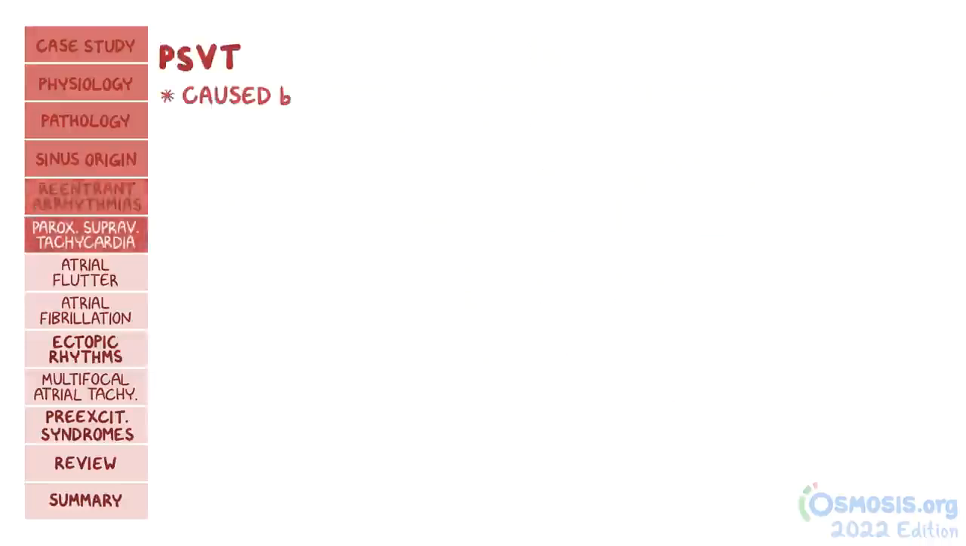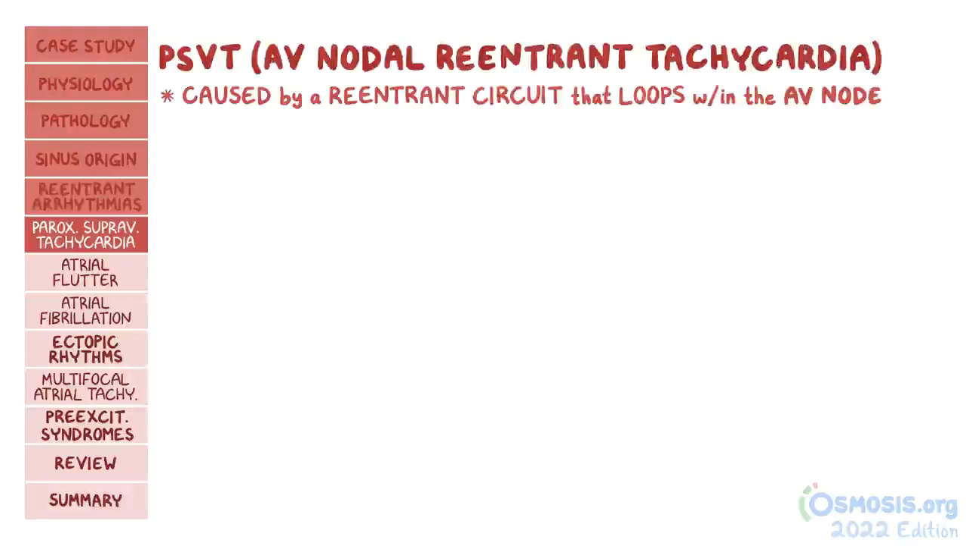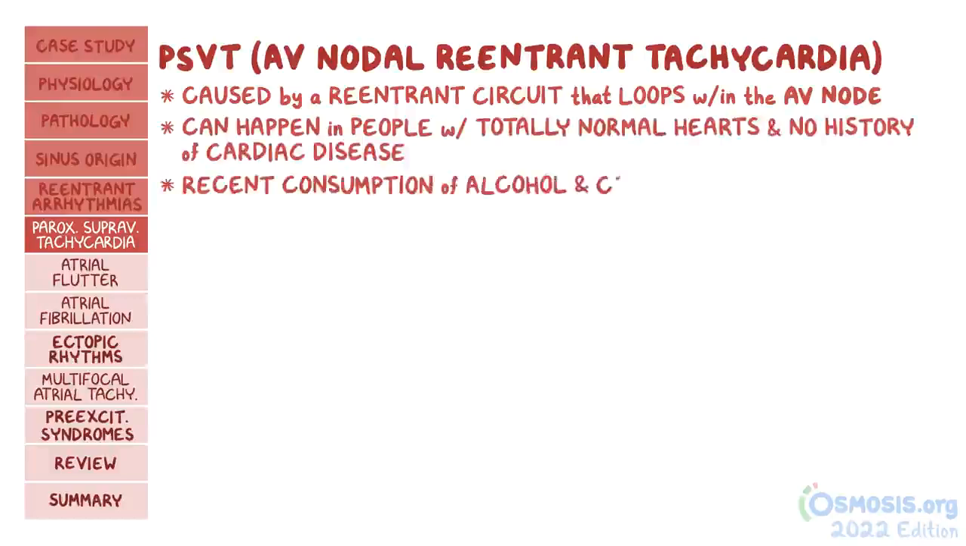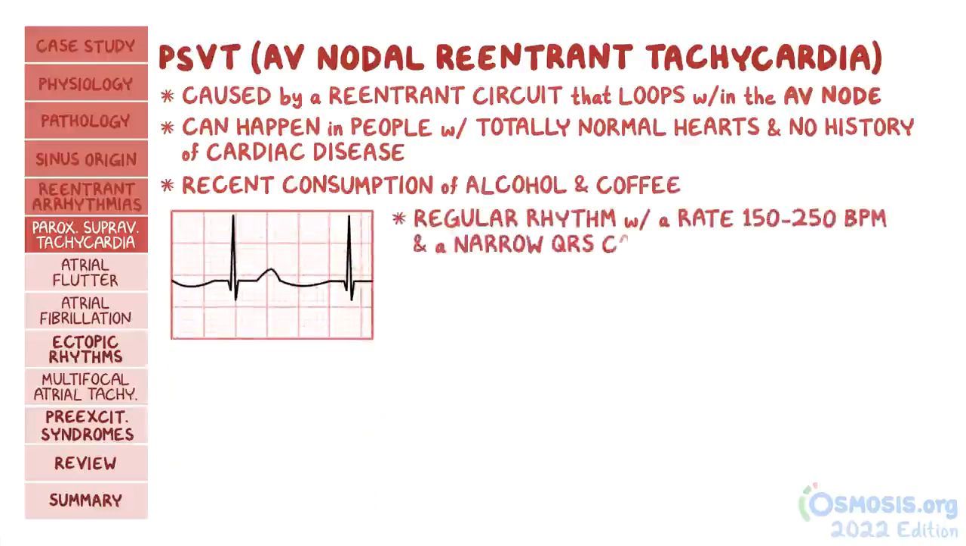PSVT is usually caused by a re-entrant circuit that loops within the AV node, which is why it's also referred to as an AV nodal re-entrant tachycardia. PSVT can happen in people with totally normal hearts and no history of cardiac disease. A clue to this can be recent consumption of things like alcohol and coffee. On the ECG, PSVT appears as a regular rhythm with a rate ranging between 150 and 250 beats per minute, and a narrow QRS complex.